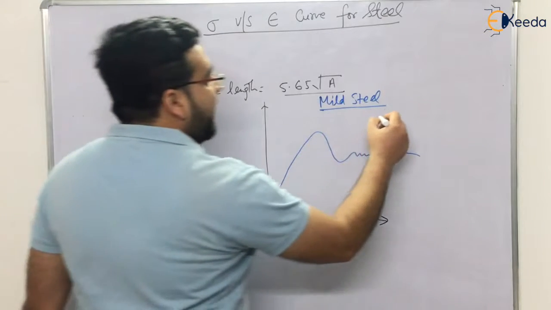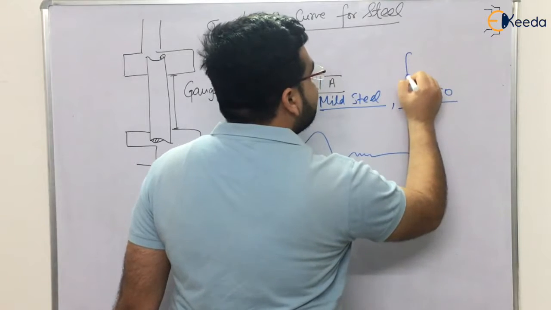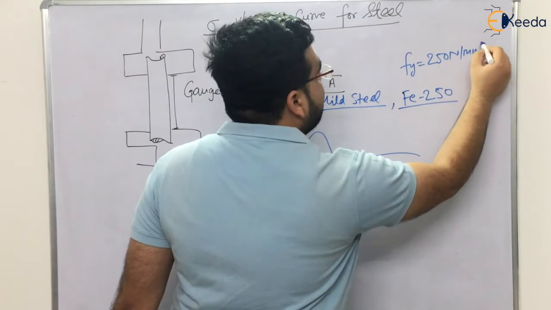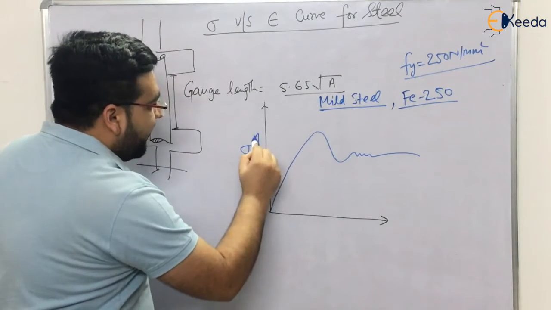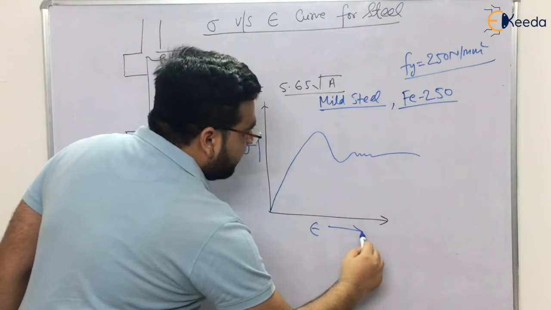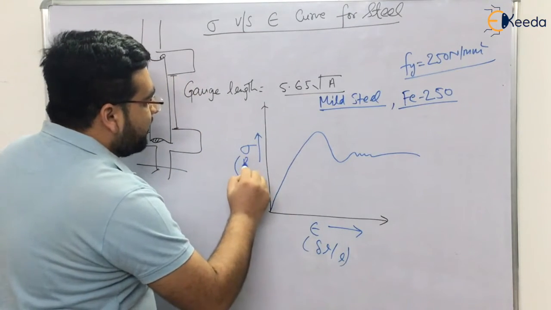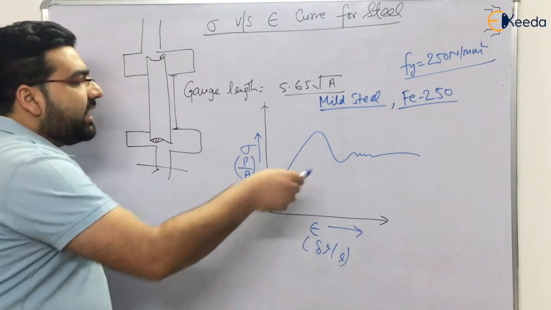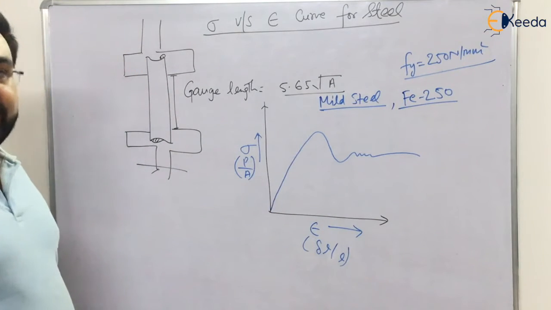Mild steel means Fe250. That is, Fy is 250 Newton per mm square. Yield strength is 250 Newton per mm square. This is stress on the y-axis and strain on the x-axis. Strain is delta L upon L, and stress is force per unit area. Clear? That is how you get it. This is the real stress strain curve for mild steel.